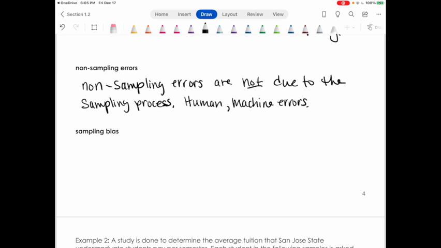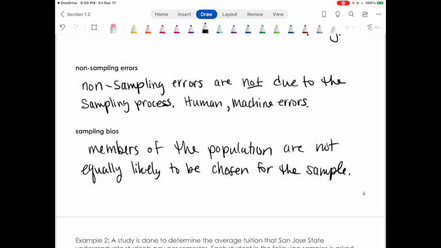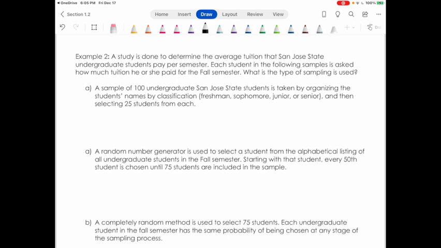So let's put down for sampling bias, it's when members of the population are not equally likely to be chosen for the sample. Okay, so we went through a bunch more terminology. Let's go through example 2 now.